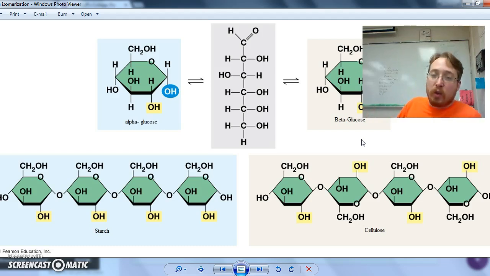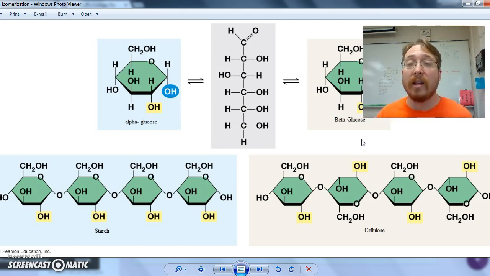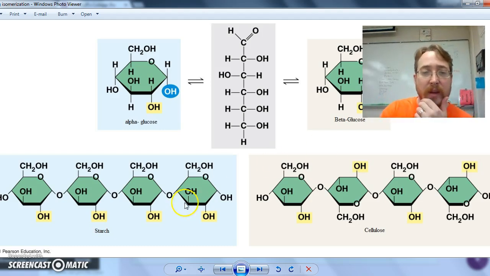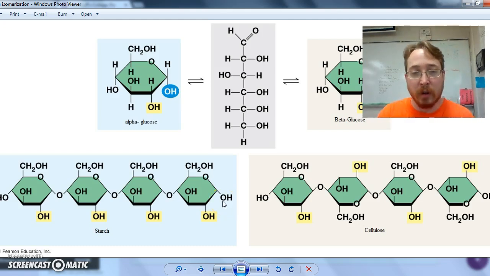So now we have done it. We have graduated to our third tier of carbohydrates, polysaccharides, which are the true polymers of our carbohydrates. Starch is the high energy, we can digest it, super good polysaccharide polymer that is the food part of plants.